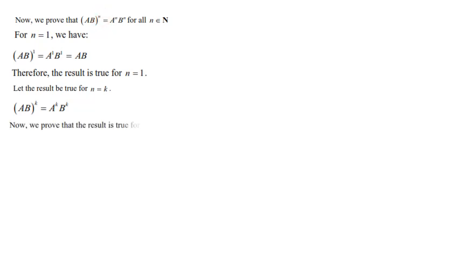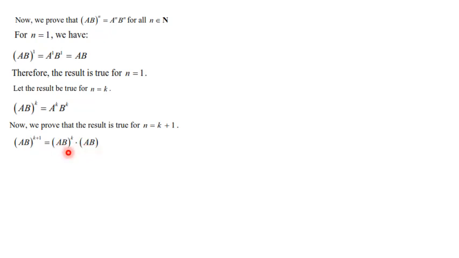Then we have to prove that the result is true for n is equal to k plus 1. When n is equal to k plus 1, it means (AB) the whole power k plus 1. Only the left hand side (AB)^(k+1), this one we have to take and split. That is (AB)^k into AB.